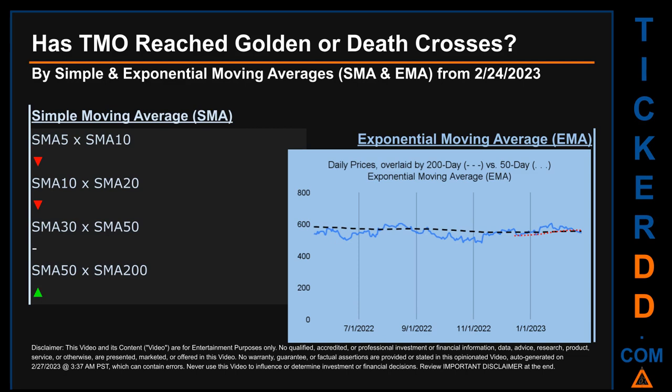Continuing with SMA, we looked across the 5 to 10, the 10 to 20, and the 30 to 50-day ranges to see if golden and death crosses had been reached. We found death cross signal for the 5 to 10, the 10 to 20. We could not find either golden cross or death cross signal for the 30 to 50.